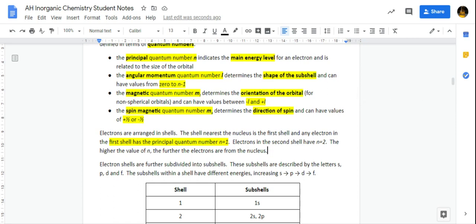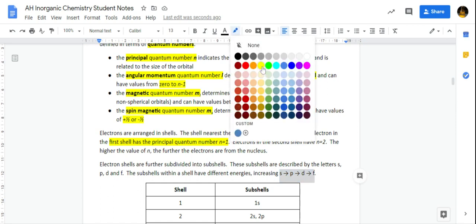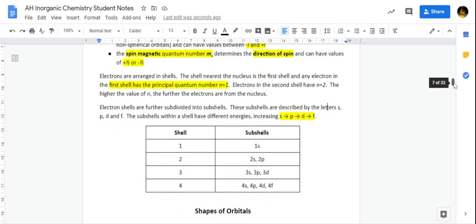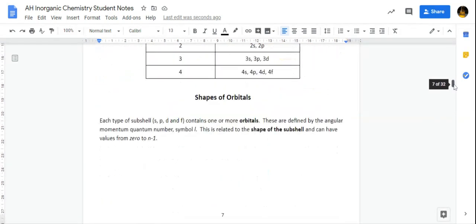These electron shells, these energy levels, are divided into subshells, and these are described by 4 letters, S, P, D, and F, and they've all got different energies. S has the lowest energy, followed by P, followed by D, followed by F. You need to be aware of the F subshell, but we don't do very much on it at all in Advanced Higher Chemistry. We concentrate mainly on the S, P, and D subshells. So we're only dealing with elements up to 36.